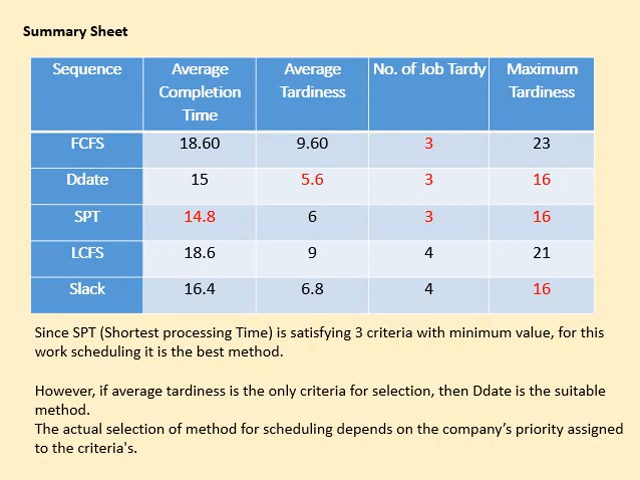However, we also need to consider here the priority of the company. For example, if the priority of the company is to ensure that average tardiness, that is how much delay the company is making in delivery in each job, then due date method seems to be the best choice. Thus, the actual selection of the sequencing depends on the priority assigned by the company. And this sequencing allocation process is the best way to find out which sequencing is to be followed.